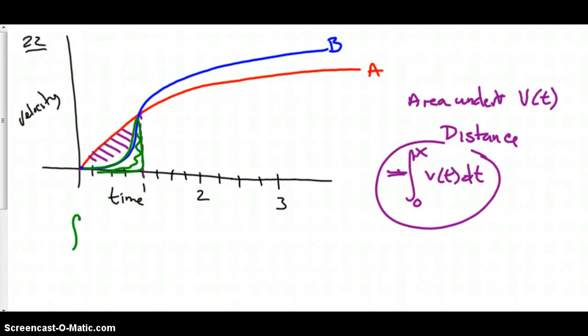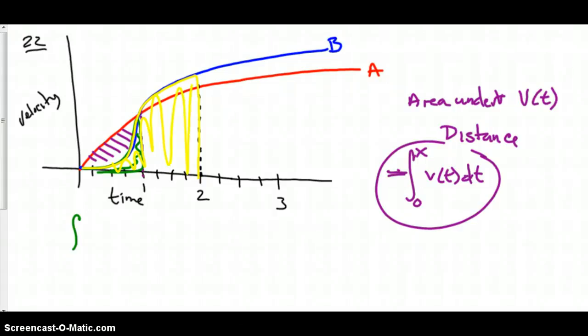They asked in part C which car is ahead after 2 minutes. So after 2 minutes, now I'm looking at an accumulation of area from 0 to 2. Let's look at the accumulation of area for car A. I'm going to put that in black here. That's all of this area. Okay? Now I'm going to look at the accumulation of area for car B from 0 to 2. That's this area.